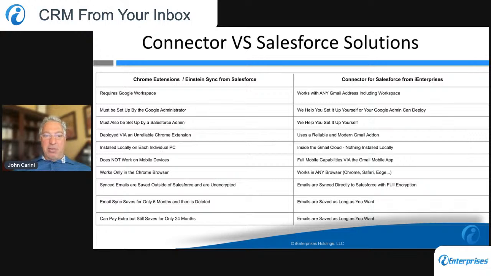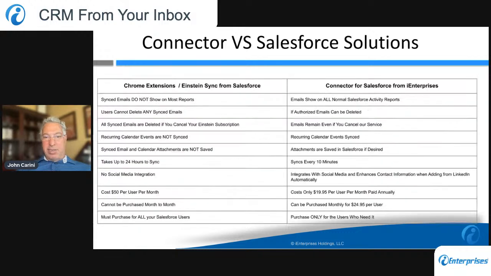Syncs. This is really crazy. The current email sync that Salesforce has, called the Einstein Activity Sync, actually syncs with Amazon AWS. So it actually syncs the emails outside of Salesforce. They're not encrypted out there. And then it deletes them after 6 months, unless you pay more, and then you can keep them for 24 months. When you use ours, it's just saved in Salesforce and kept forever.